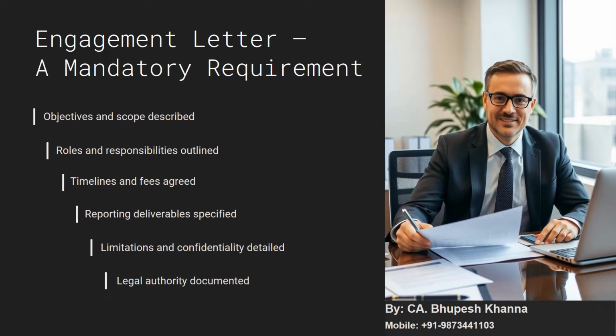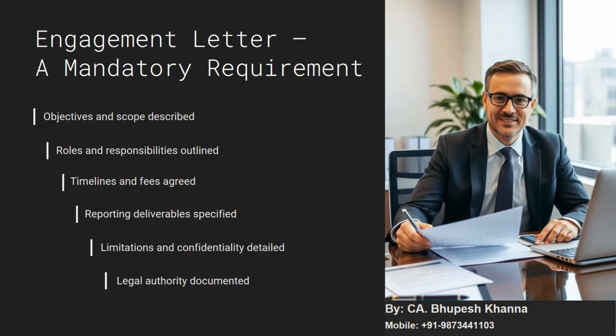FAIS 220 mandates issuance of a written engagement letter before starting the assignment. This document should include the engagement objective and scope, roles and responsibilities of both parties, timeline and fee arrangements, reporting deliverables, limitations, disclaimers, legal authority, and confidentiality clauses. It serves as a legally binding document protecting both the professional and the client.